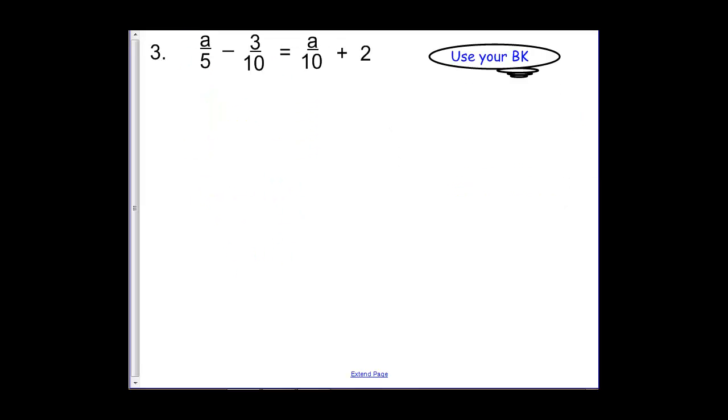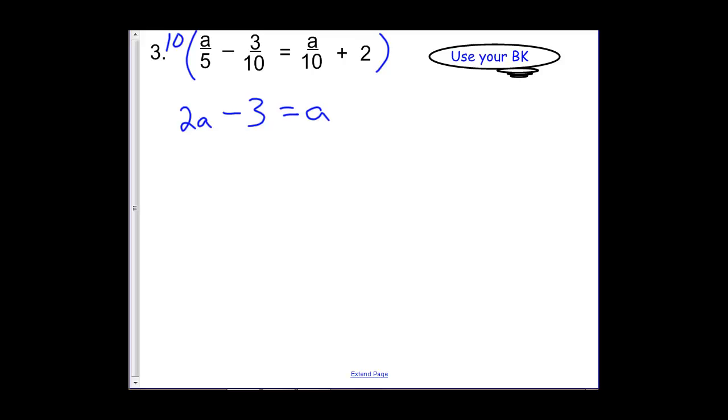A couple examples to kind of use your background knowledge of what we talked about with fractions and everything else. I don't like working with fractions. I want to get rid of them. We said to multiply everything by the least common denominator of the fractions. I see a 5 and I see a 10. That makes me think that the least common denominator would be 10. Notice I'm multiplying everything on both sides by 10. 10, when it multiplied by a over 5, the 5 and the 10 could do a little cross canceling. We end up with 2a minus 3, the 10s cancel out, notice, equals a.